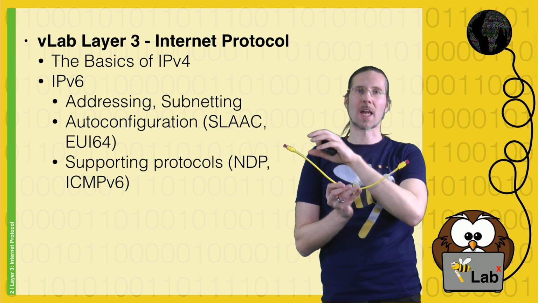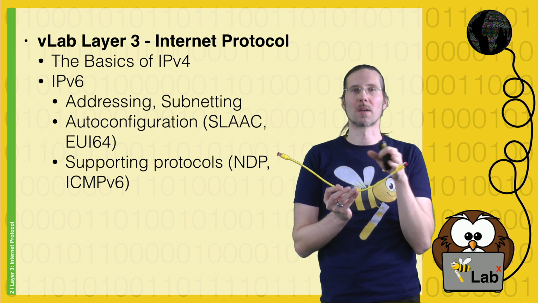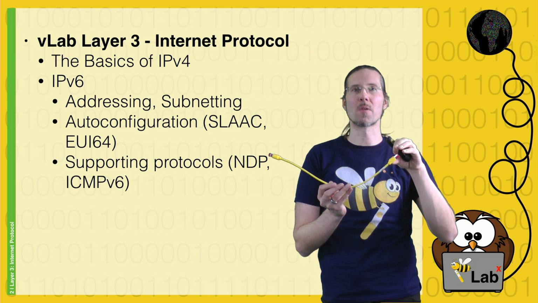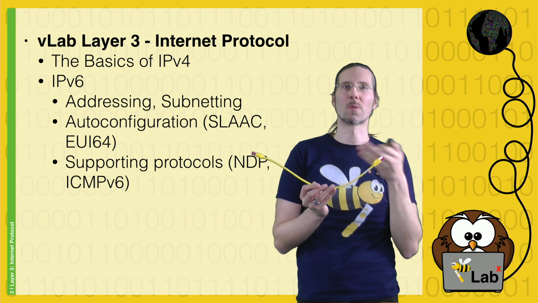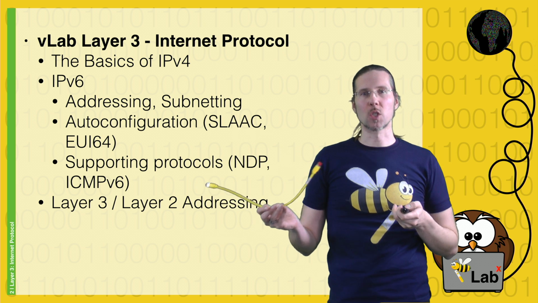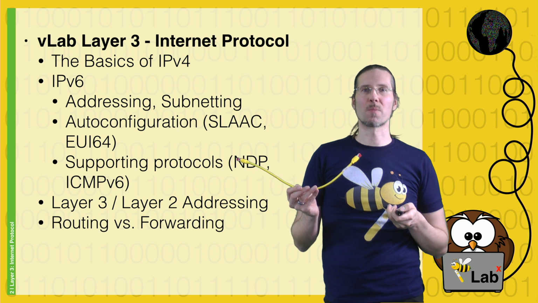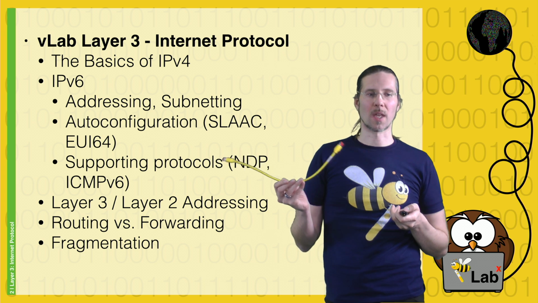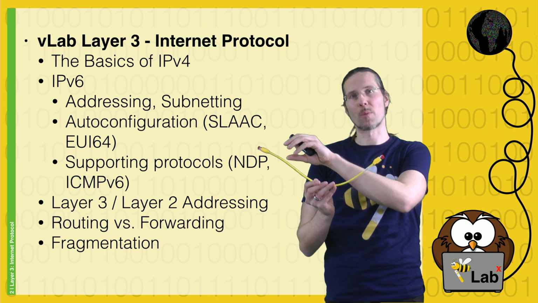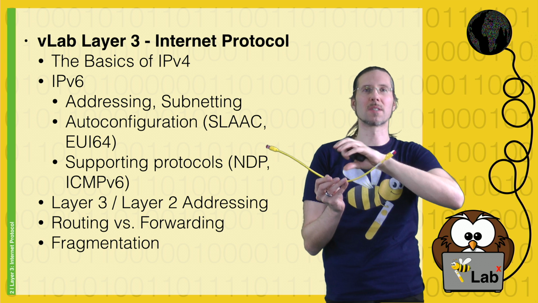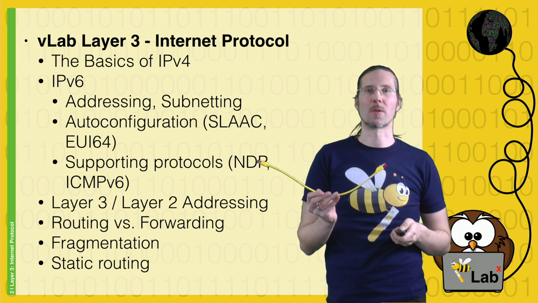ICMP is a protocol that helps us get to know if there's a problem with the delivery of the packet. So for instance, if the road is too narrow here and we need to do fragmentation, which we will also look at in this lab. We look at the layer 2 and layer 3 addressing that I was talking about before. We look at the routing versus forwarding I was talking about before, and we look at this fragmentation issue. Like when you have a big packet and the road is too narrow, you have to chop it into different pieces and then send it around.